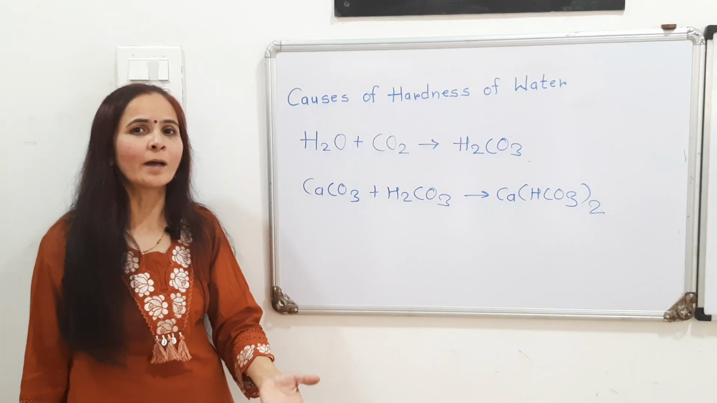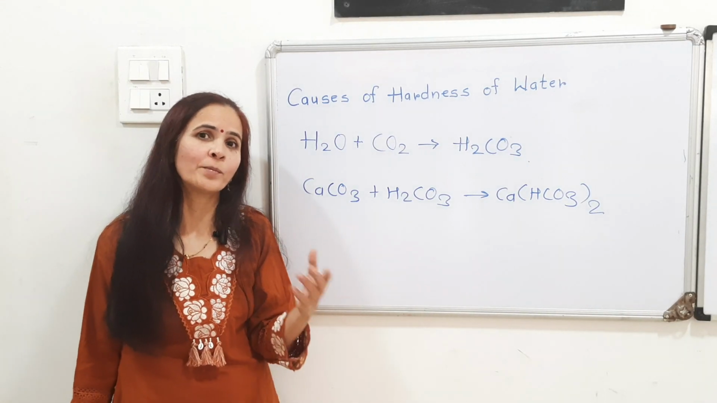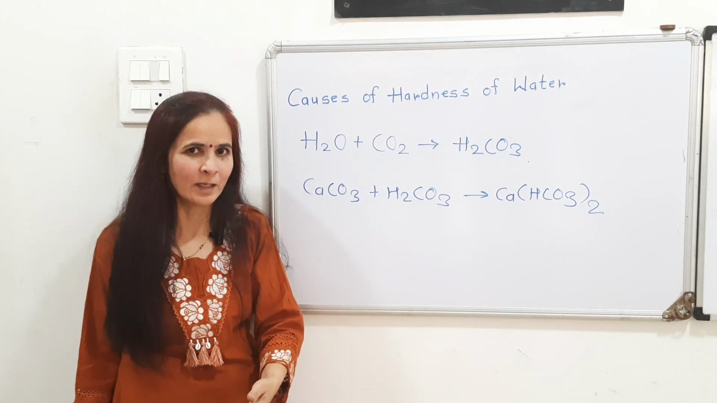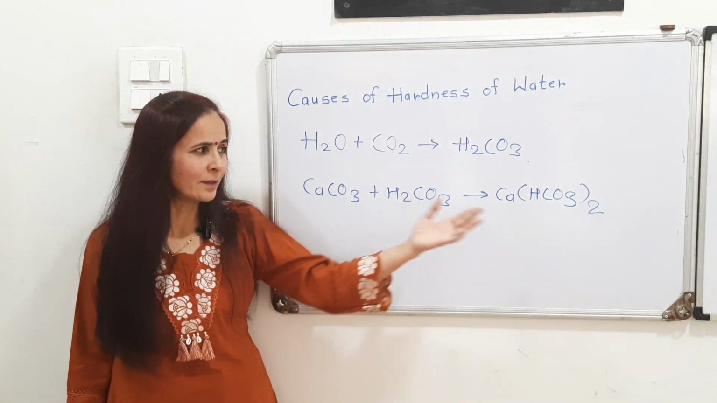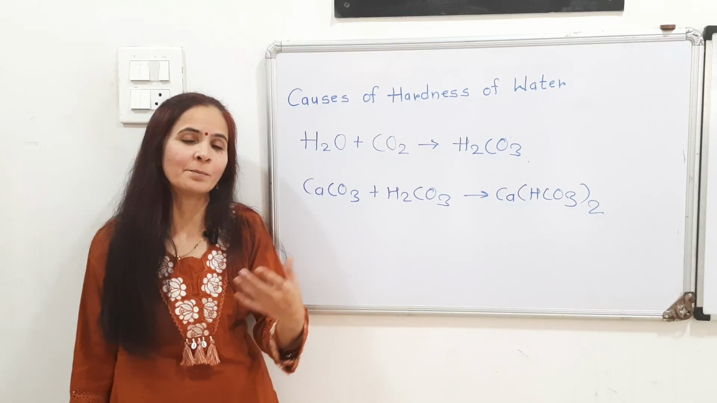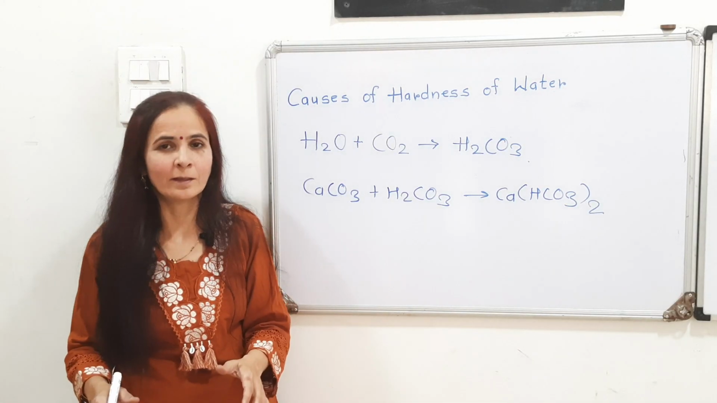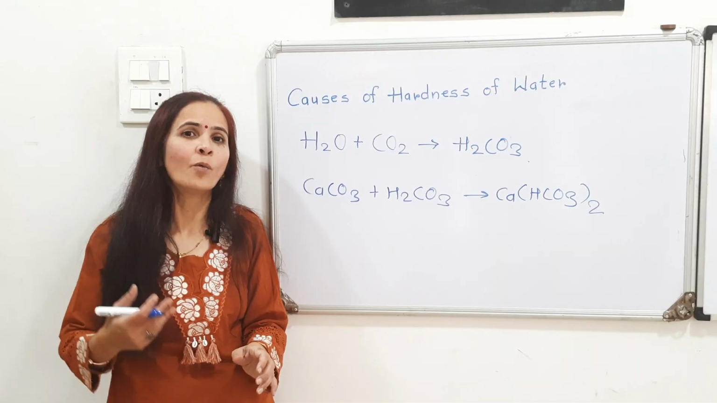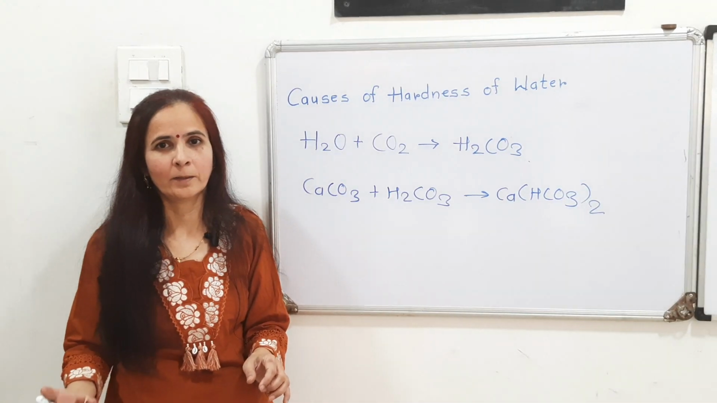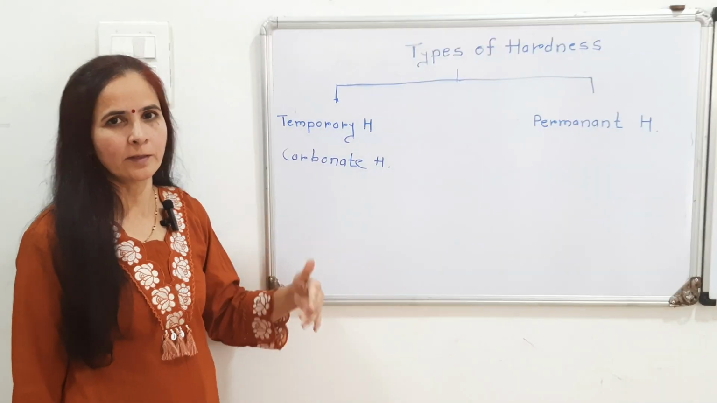We know that in soil there are already chlorides and sulfates of calcium and magnesium present. Along with this bicarbonate, the calcium chloride, calcium sulfate, magnesium chloride and magnesium sulfate are going to be mixed within that water. That's why the water becomes hard. Up till now we have seen the types of water and causes of hardness of water.